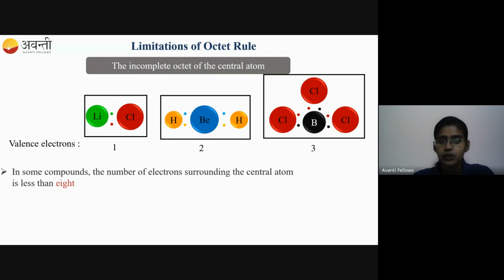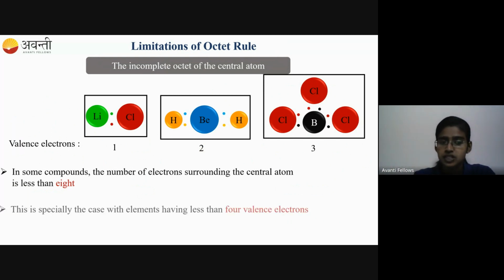Okay, so now in some compounds, the number of electrons surrounding the central atom is less than 8. So this is especially the case with elements having less than 4 valence electrons, that is group number 1, group number 2 and group number 13. Only these 3 groups have valence electrons less than 4. So these elements are forming the incomplete octet configuration with the stable compounds. Okay, so this is the first limitation.